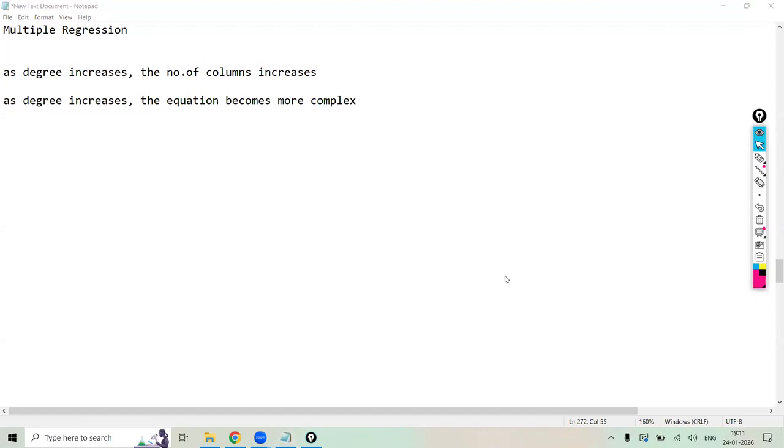That is the problem with nonlinear regression. As the degree increases, the equation becomes more complex because the number of columns increases and slopes increase. Clear guys? Understood? That is the problem with nonlinear regression. Right?